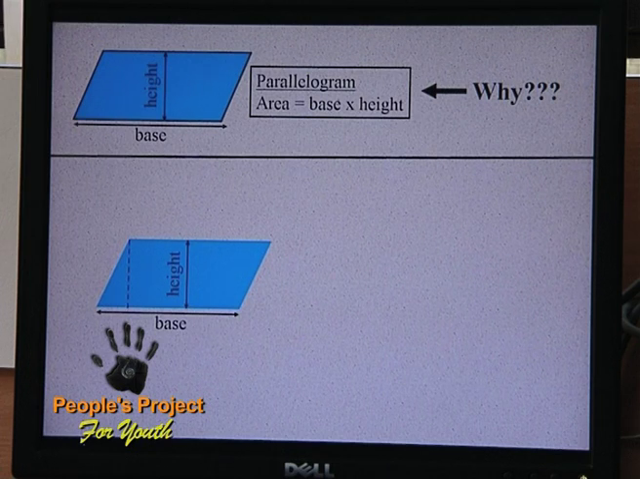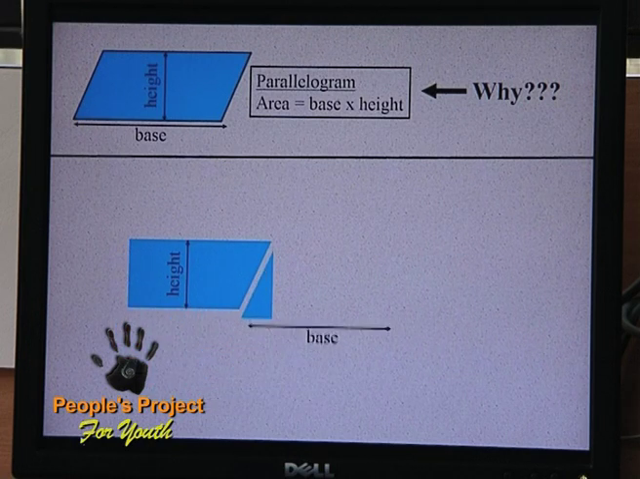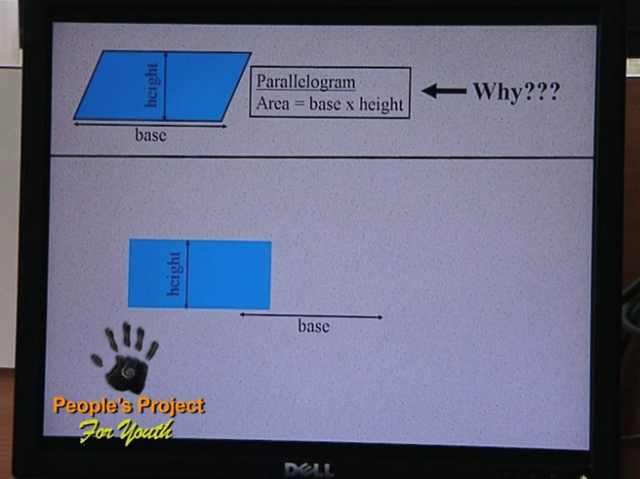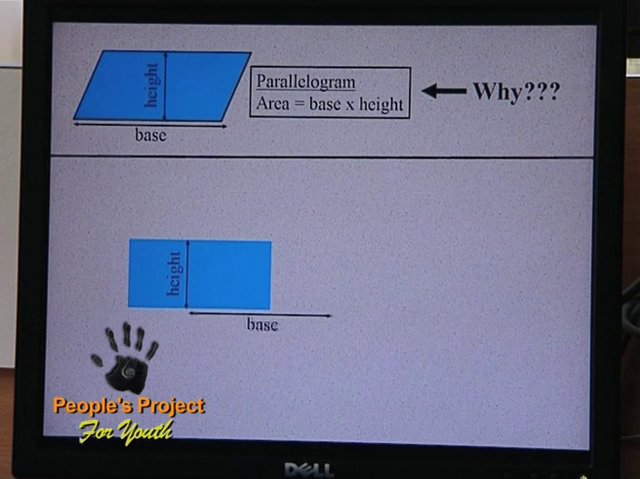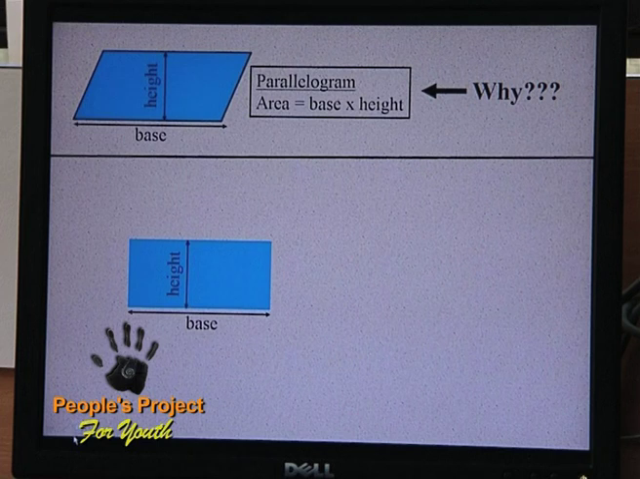If we make a cut on our parallelogram as shown on the graphic, and we move that to the other side, we can see that in fact what we have made is a rectangle. The rectangle has the same base as our original parallelogram. And of course the height is the same. So that is why the area of the parallelogram is base times height.